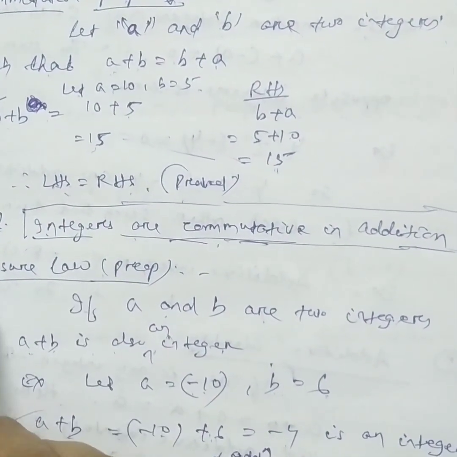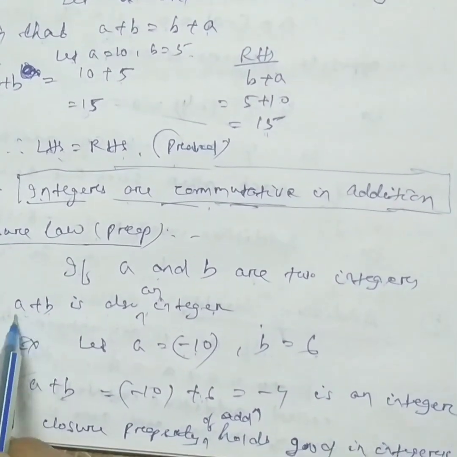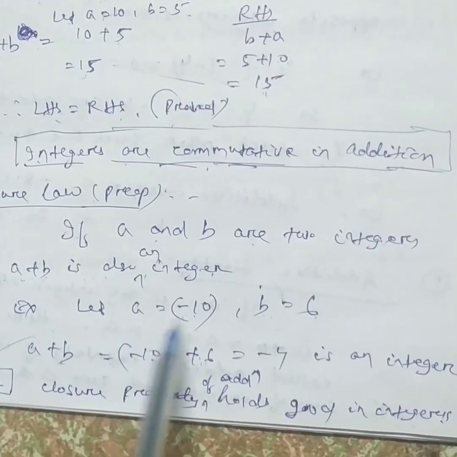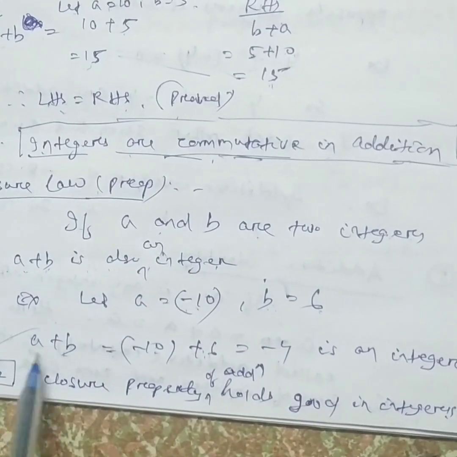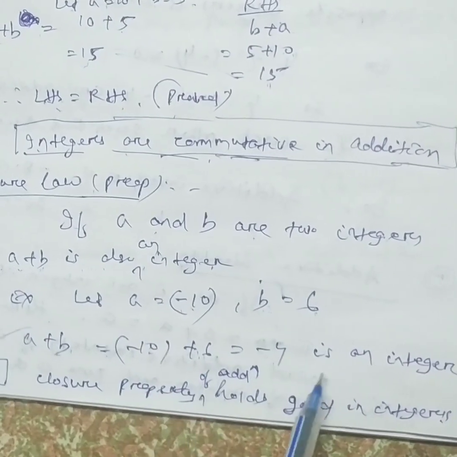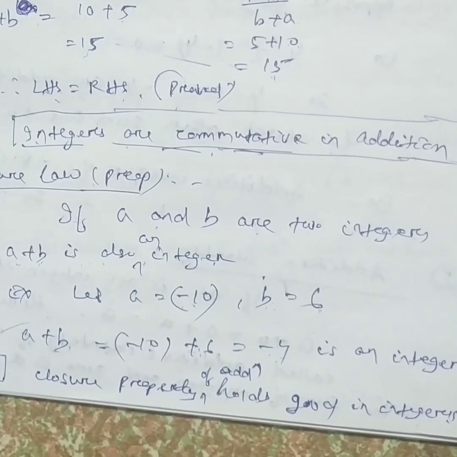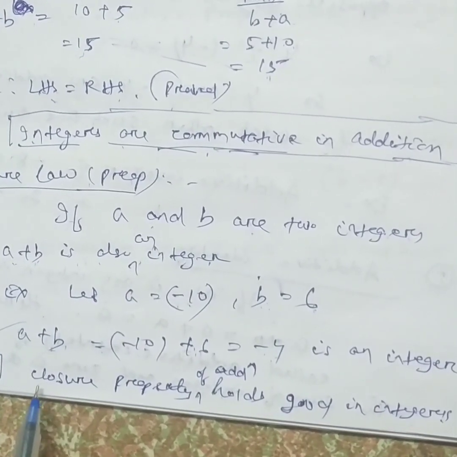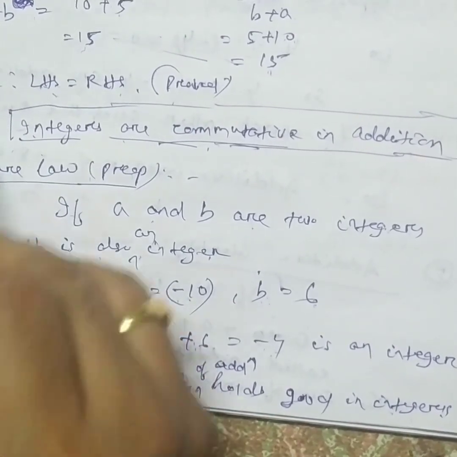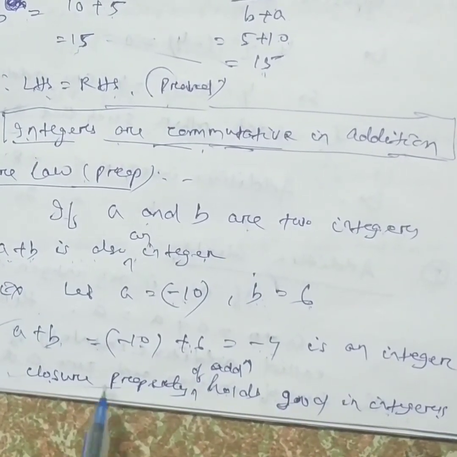Then the second law, closure property. If a and b are two integers, then their sum a plus b is also an integer. Simple thing it is. A I have taken minus 10, b I have taken 6. So you add these two numbers, a plus b. What will you get? Minus 10 plus 6, you will get minus 4, which is also an integer. So what is the point we came to know? The closure property of addition holds good in integers. This is the most important point. A short question may come from this note: the closure property of addition holds good in integers, true or false? It will be true.